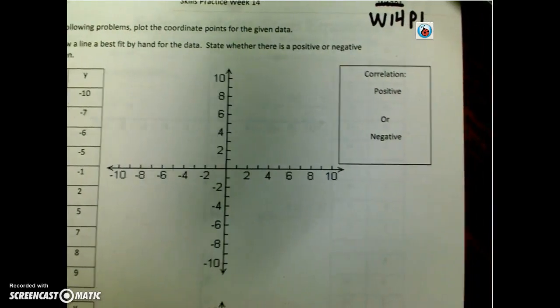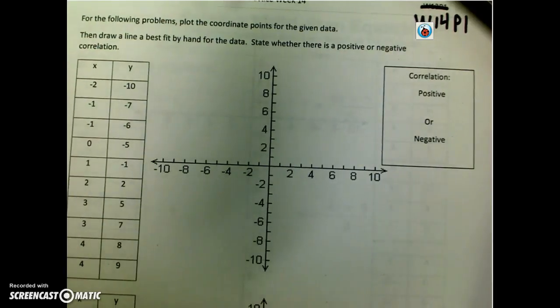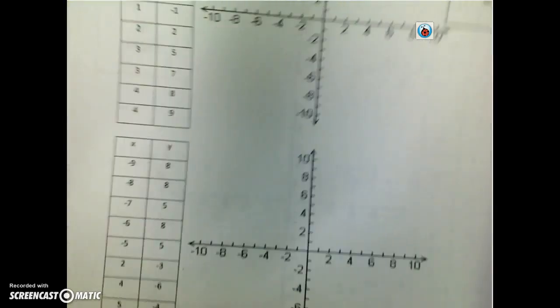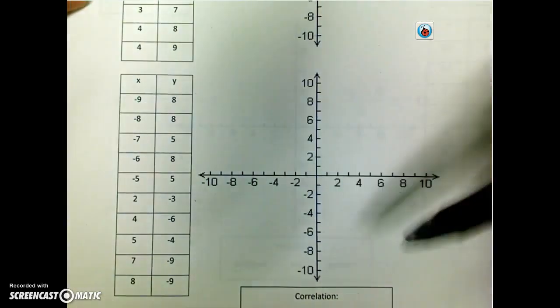Hello, this is week 14, page 1, and it's about scatter plots, so plotting coordinate points right from a data set and then making a line of best fit. Now I'm going to show us the second one here on this page. So all we're doing is going to each one of our points and plotting it.